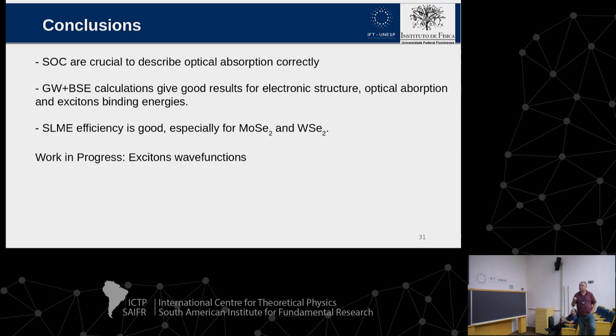Concluding, I showed that spin-orbit coupling is crucial in this kind of description that you want to do. Many-body perturbation and Bethe-Salpeter calculations give very good results for electronic structure, optical absorptions, and exciton binding energy. And the efficiency of these materials for photovoltaic effect is good, especially for the diselenides.